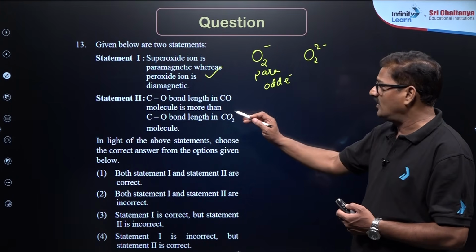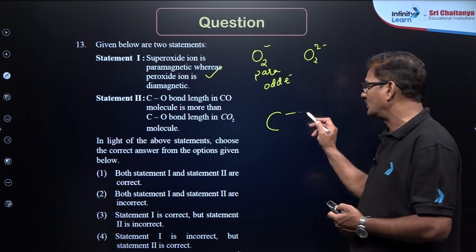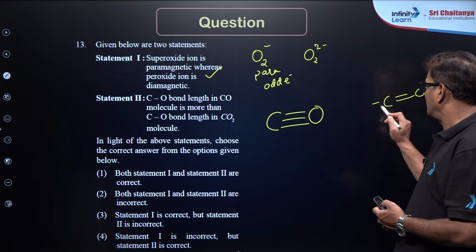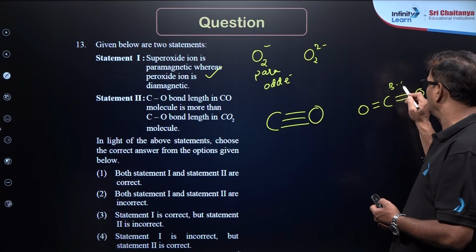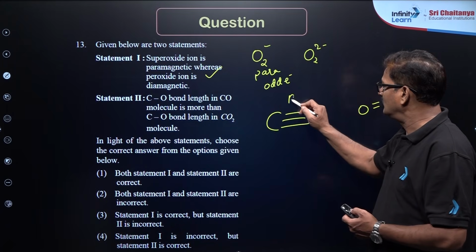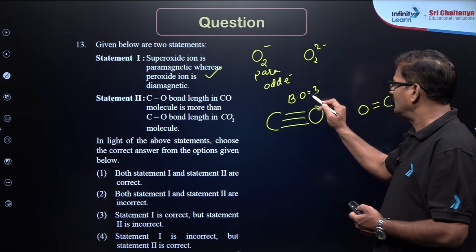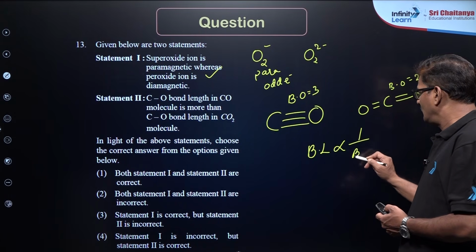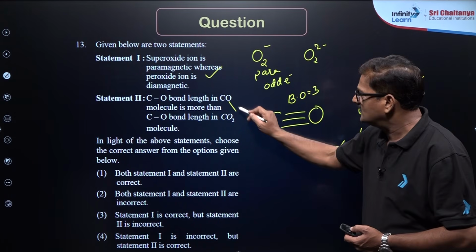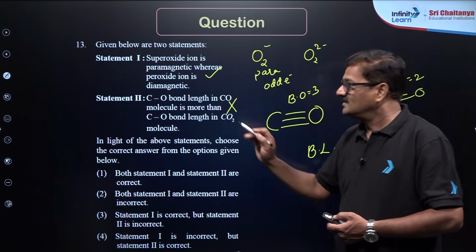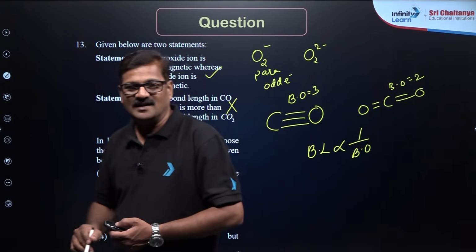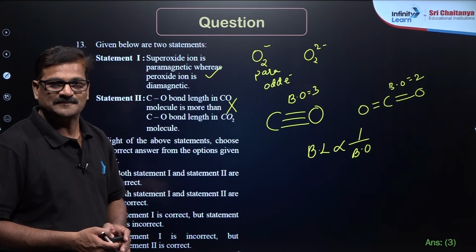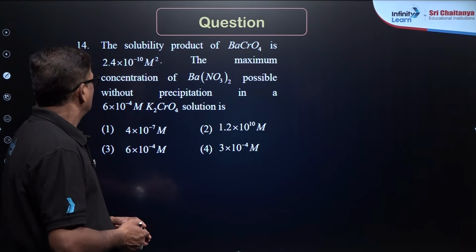While the CO bond length in the CO molecule is more than in the CO2 molecule, you can find here the bond order is going to be 2 and the bond order is going to be 3, and bond length is inversely proportional to the bond order. Therefore, this is a wrong statement. I can say statement 1 is correct and statement 2 is a wrong statement. Option 3 is the correct answer.